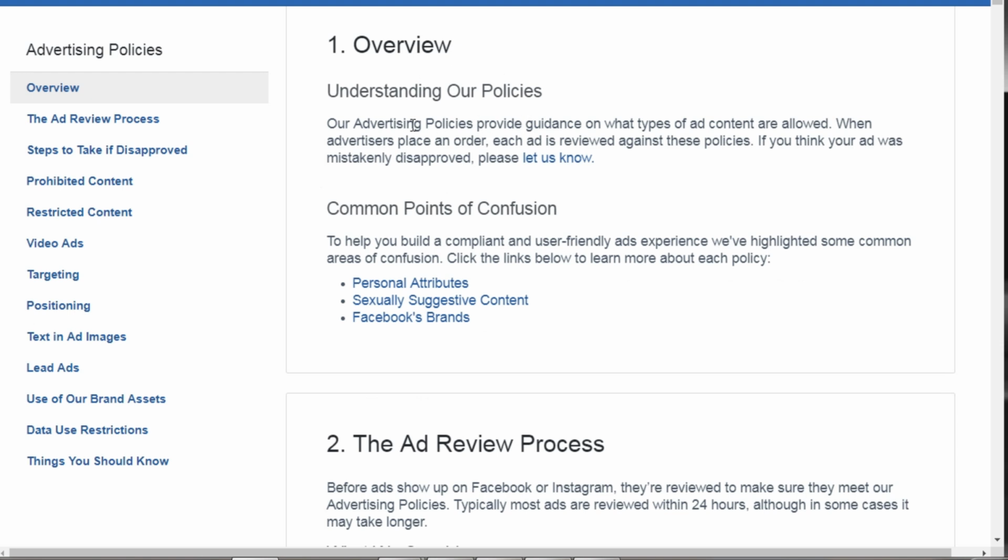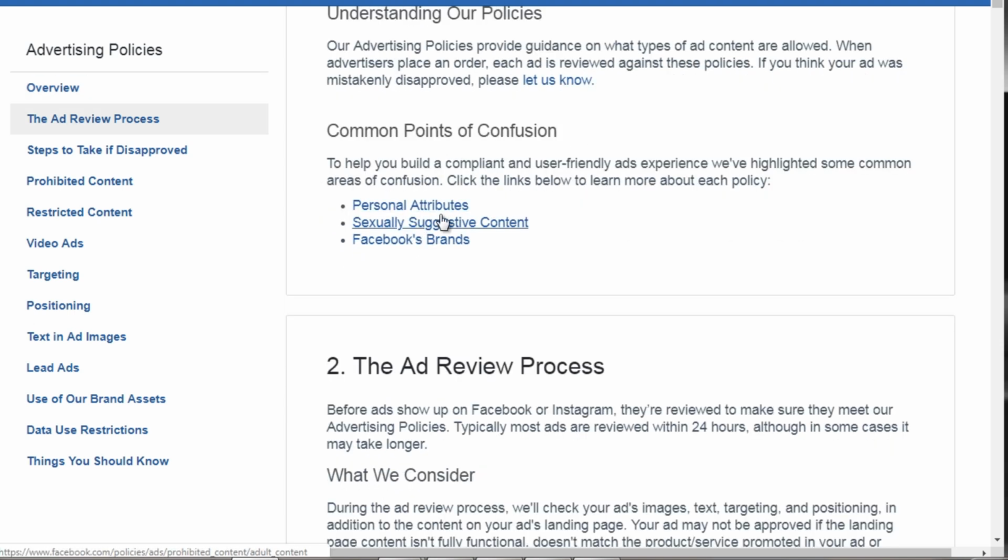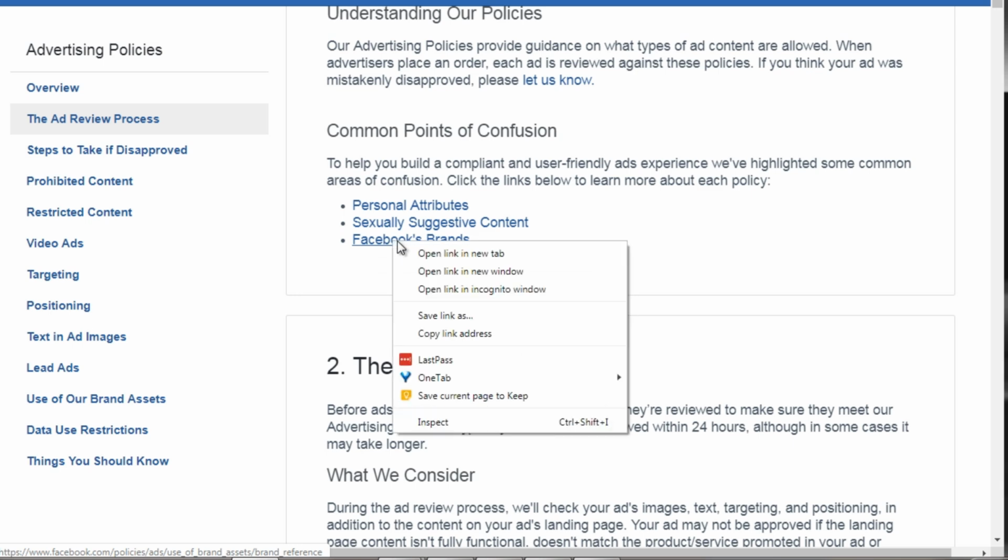So policies, it says our advertising policies, sexually suggestive content, Facebook brands. So what we want to do is open these up in new windows.